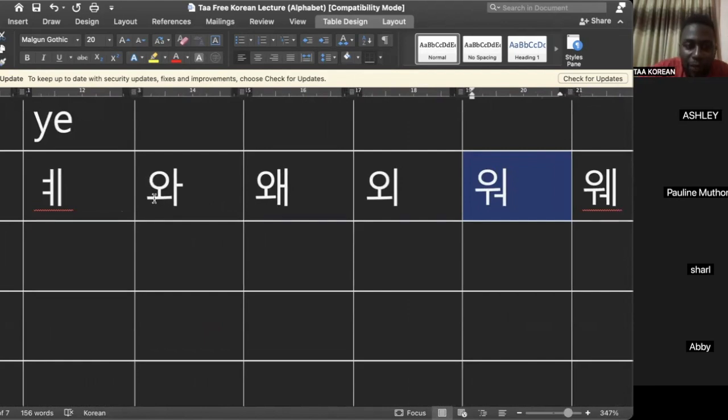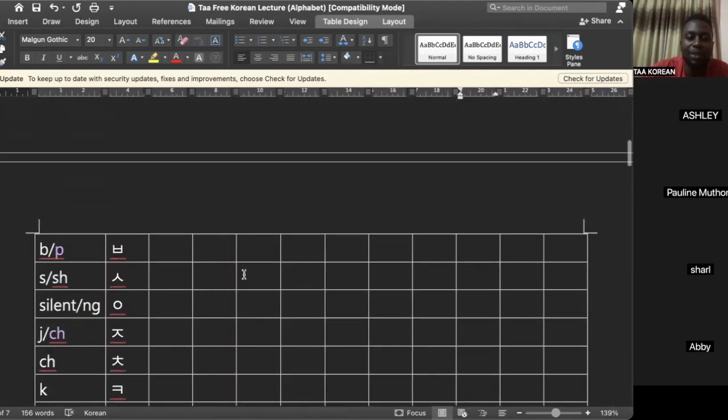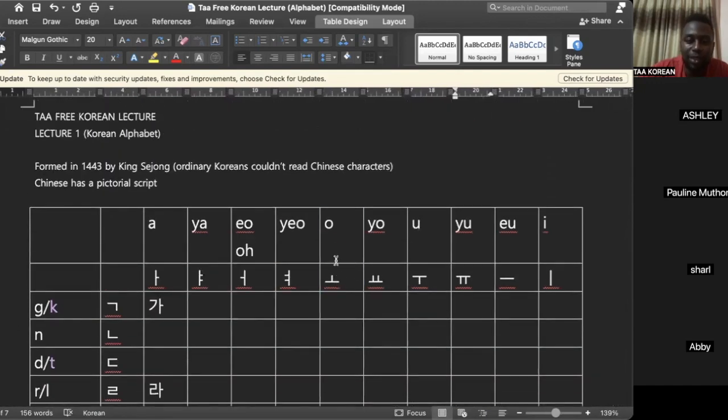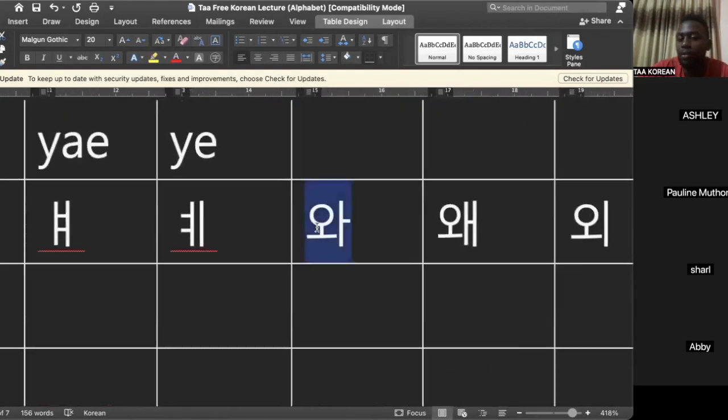Now, below that, we have this upside down T looking character. That's what I call it, so that beginners can have an easy time. Now, that upside down looking T character was right here. This is the O sound. And then next to it, you have the A sound. So you have O and A, which have combined to form what sound? Yes, Abby, wa. O and A, wa, right?